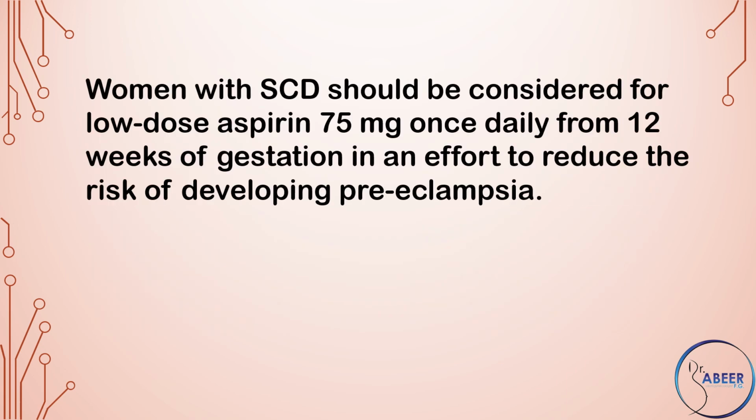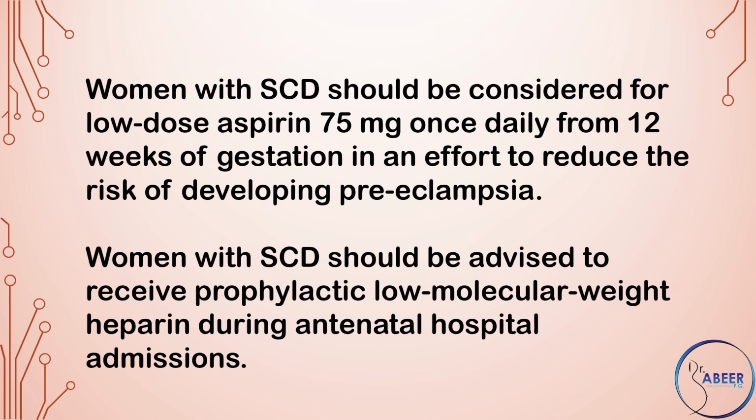Women with sickle cell disease should be considered for low-dose aspirin of 75 milligrams once daily from 12 weeks of gestation in an effort to reduce the risk of developing preeclampsia. Women with sickle cell disease should be advised to receive prophylactic low molecular weight heparin during antenatal hospital admissions.